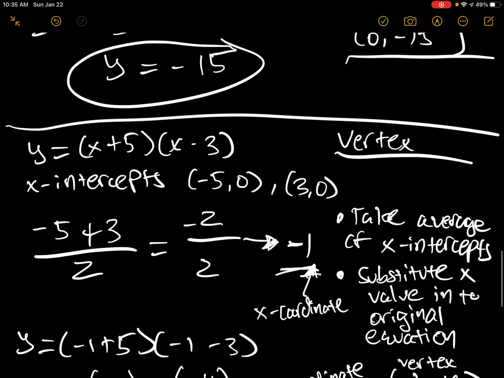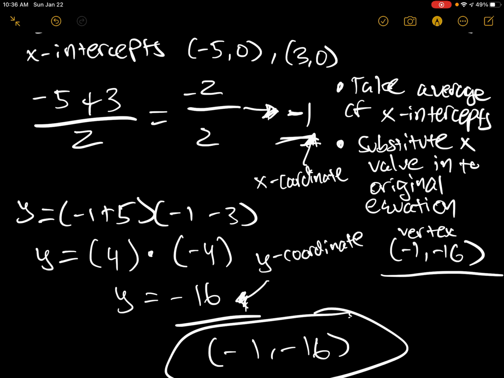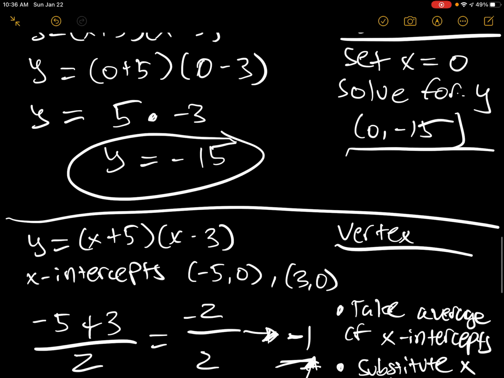Now, we also solve for our vertex by taking the average of our x-intercepts and then substituting that back into the original to simplify and get -1, -16 as our vertex. So today, you learned how to find x-intercepts, y-intercepts, and your vertex in factored form as well as vertex form.